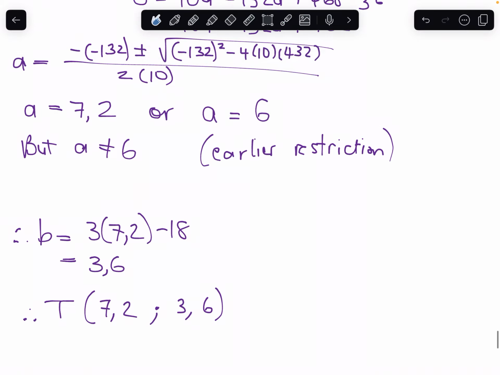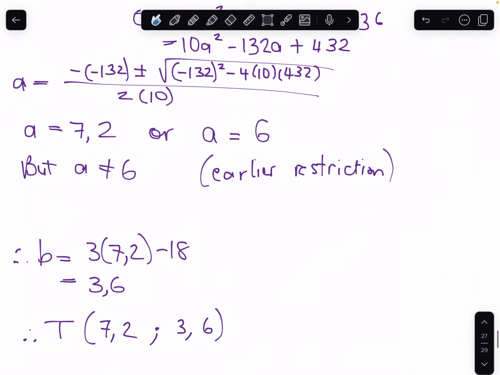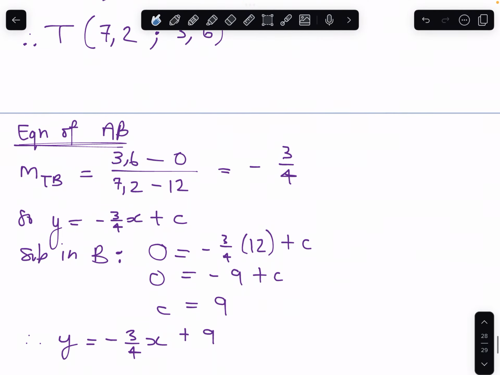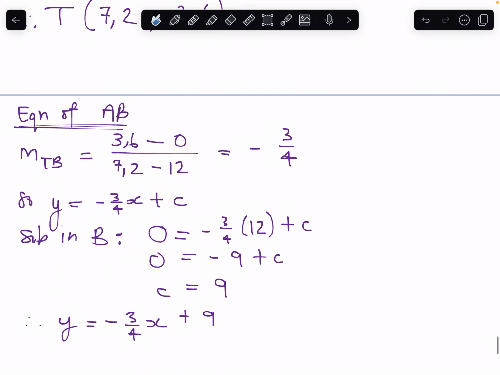So sub that back into this guy, 3a minus 18. So we have 3 times 7.2, which is 21.6, minus 18, 3.6. So the coordinates of T are that. And then I'm not going to double check this. I'm pretty confident about this. Finding the gradient of TB to be that, and then subbing in B. Yeah, okay, I think I'm fine with this. If I've gone wrong somewhere, it's earlier. It's not here. I refuse.